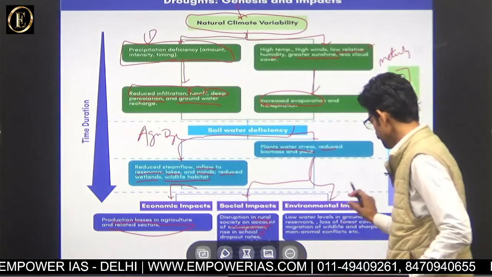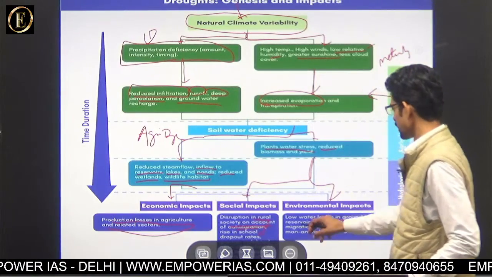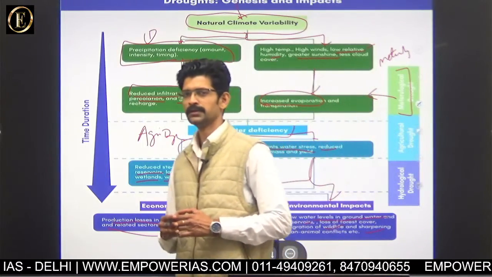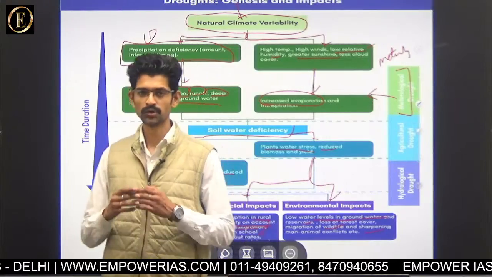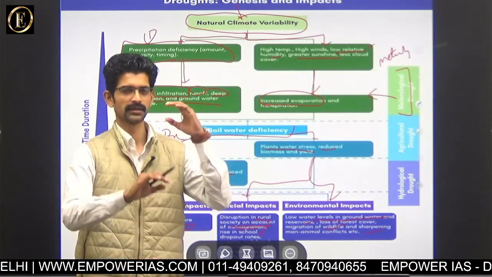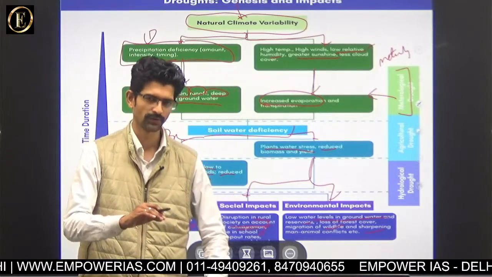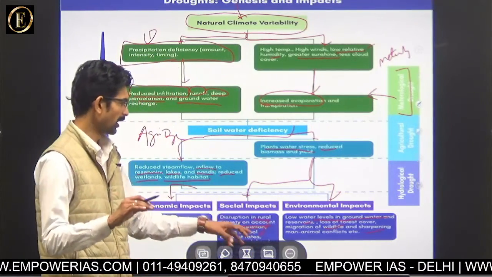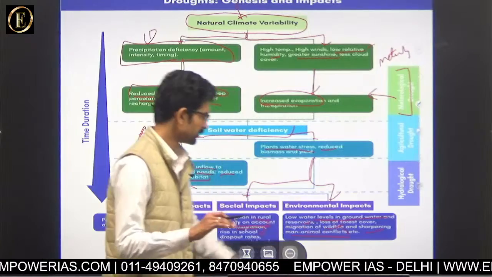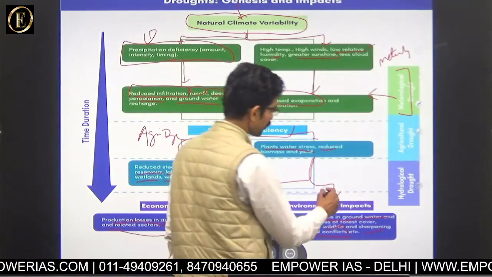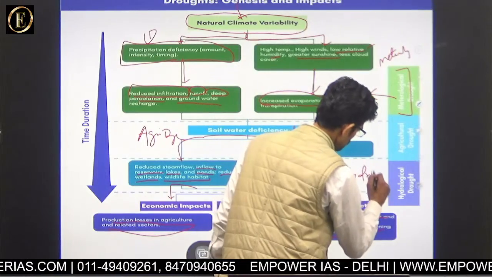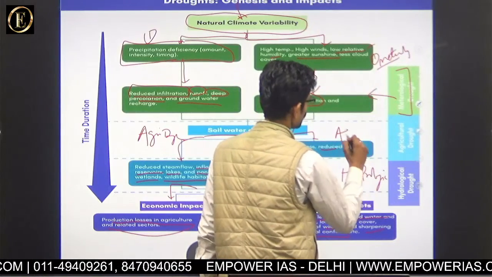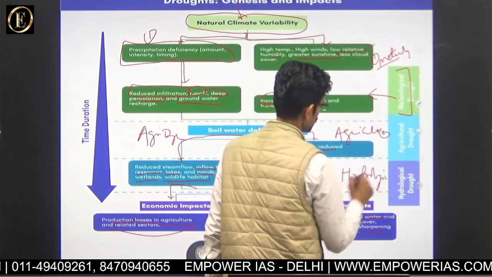Then what are environmental impacts? Low water level in the groundwater and reservoirs, then reduction in the wildlife and sharpening of mammalia. जैसे ही पानी की कमी हो जाती है ग्राउंड वाटर डिप्लीशन होना शुरू हो जाता है, and that groundwater depletion leads to reduction in the water table in the environment and that again leads to reduction in the wildlife and the man-animal conflict. So this leads to hydrological drought. So remember these three drought criteria: meteorological drought, agricultural drought and hydrological drought.